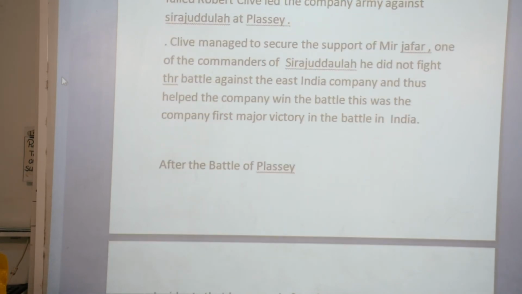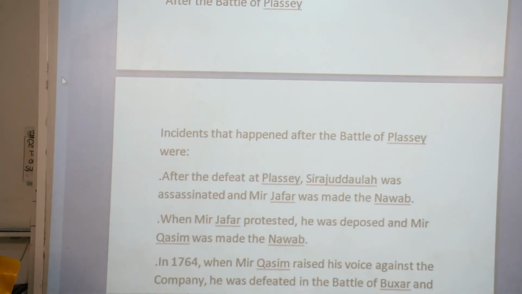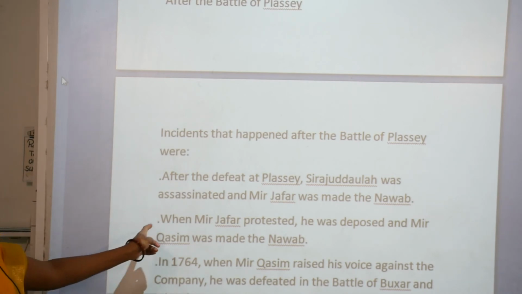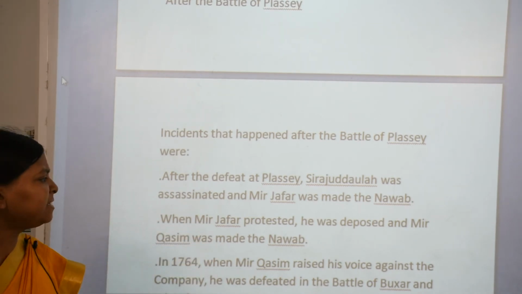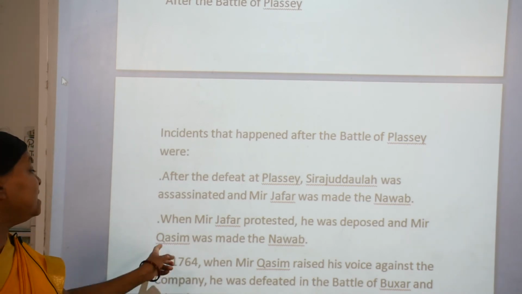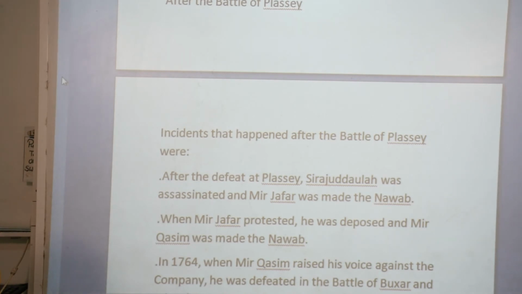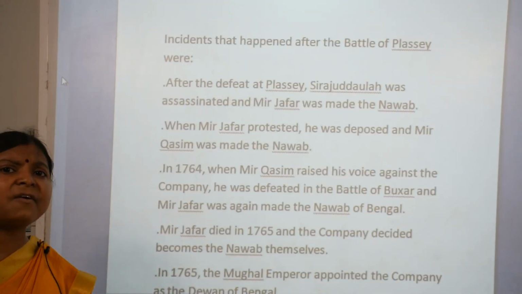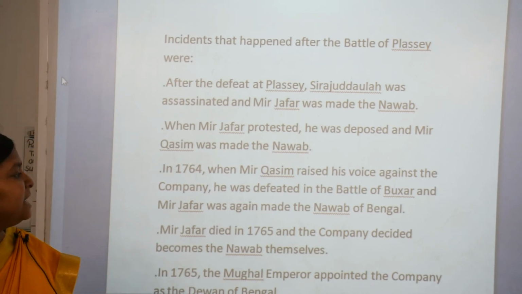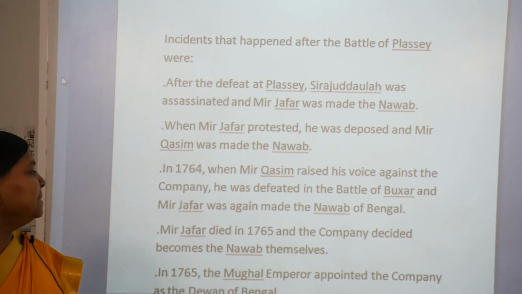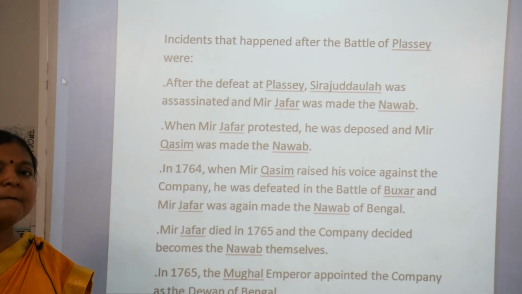But what happened after the Battle of Plassey? The incidents that happened after the Battle of Plassey were, first, after the defeat at Plassey, Sirajuddaula was assassinated and Mir Jafar was made the Nawab. Then Mir Jafar protested, so he was deposed and Mir Qasim was made the Nawab. In 1764, when Mir Qasim also raised his voice against the company, he was defeated in the Battle of Buxar, and Mir Jafar was again made the Nawab of Bengal.